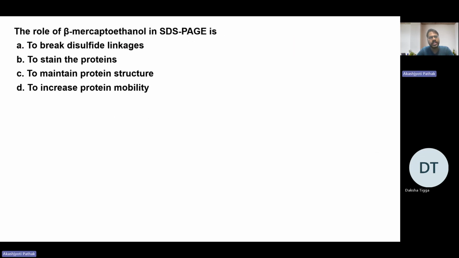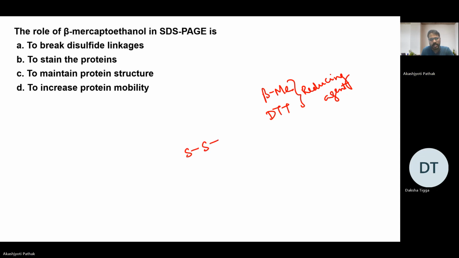Okay. So what is the function of beta mercaptoethanol? Remember, beta mercaptoethanol and DTT are all reducing agents. So what is the function of a reducing agent? In a protein you also have covalent bonds. The covalent bonds are formed by the disulfide bridges. You know all these things, right? In biochemistry, you must have learned. The disulfide bridges are formed by which amino acid residue? By the cysteine amino acid residue.